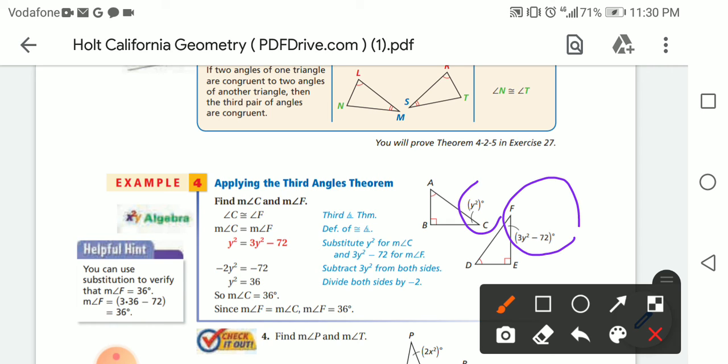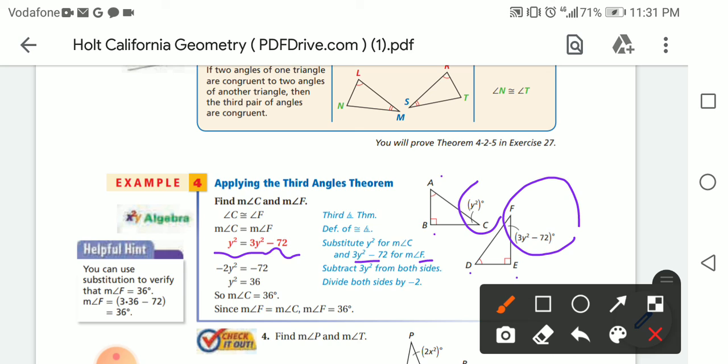So what do you think I have here? The measure of angle E is equal to the measure of angle B, 90 degrees, and the measure of angle D equals the measure of angle A. So what do you think I have here? The third angle theorem, which gives me that C equals F. When C equals the measure of F, I substitute y to the second power for the measure of C, and 3y to the second power minus 72 for the measure of angle F.